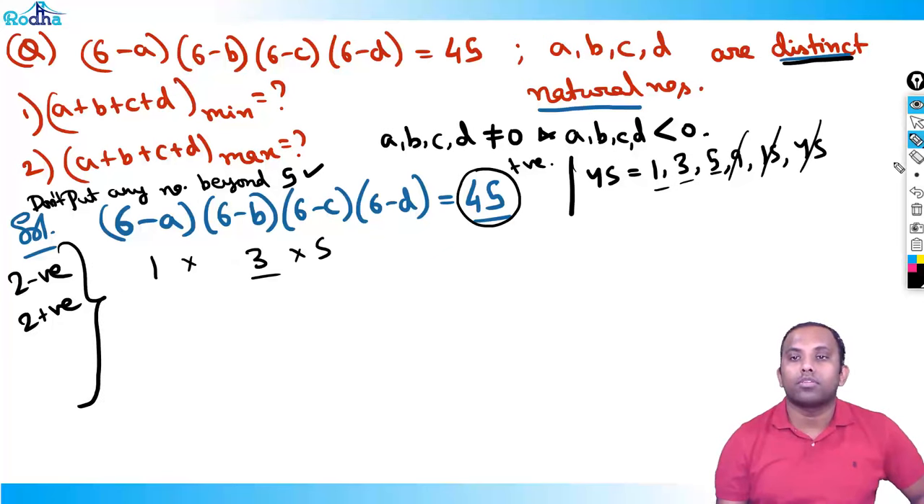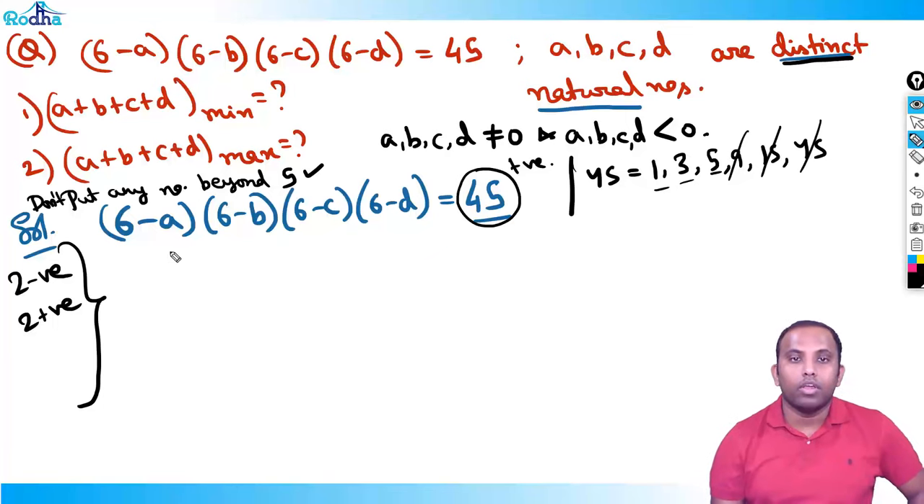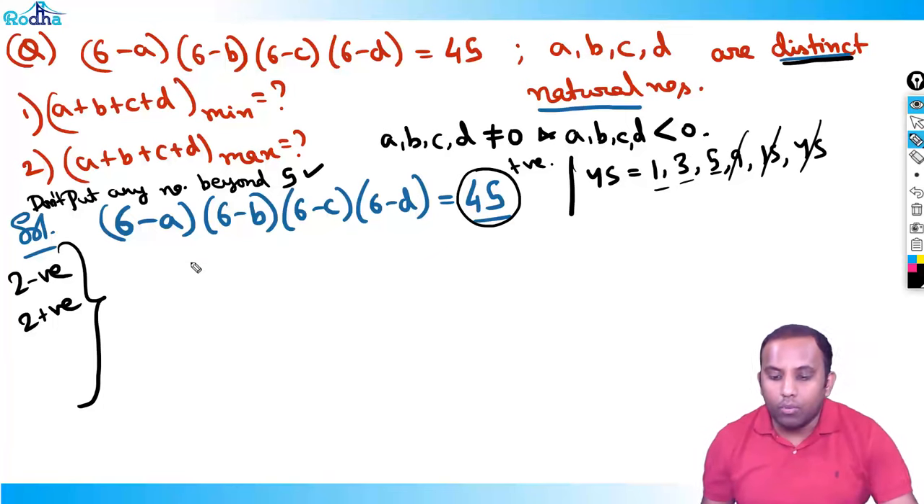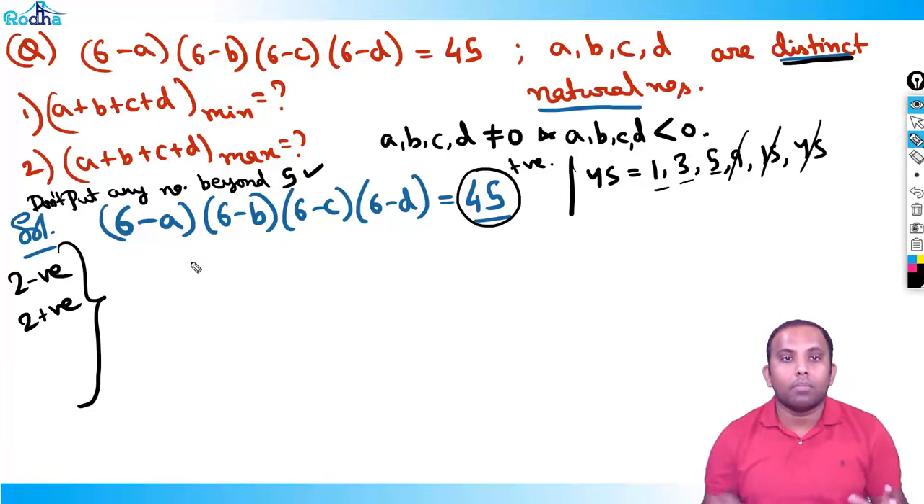This is the thinking process. Two negative and two positive values. Okay. Now, they have to be equal or as close as possible, right? They can't be equal. So you have to keep it as close as possible, right?